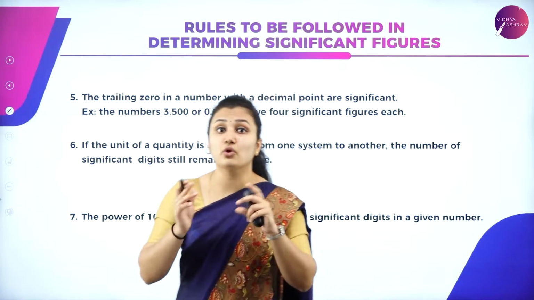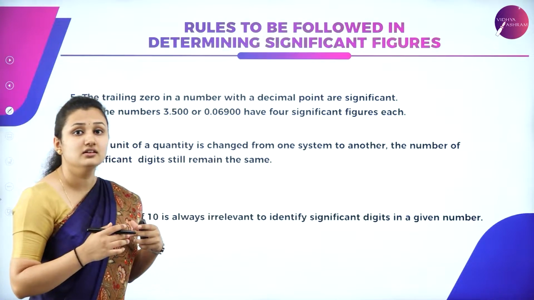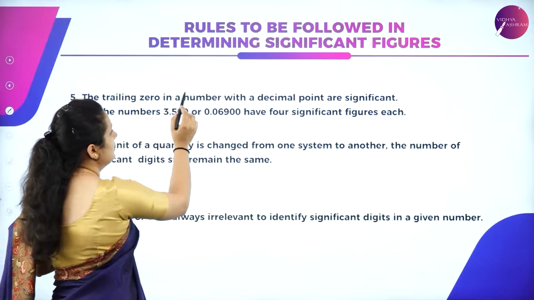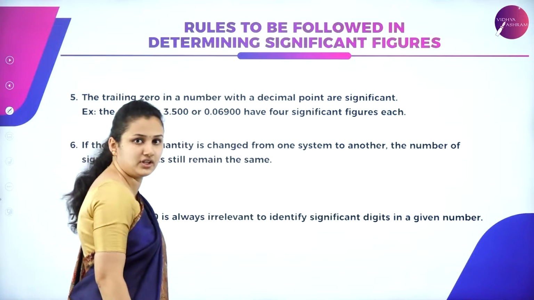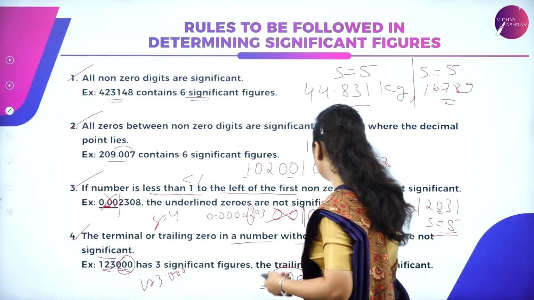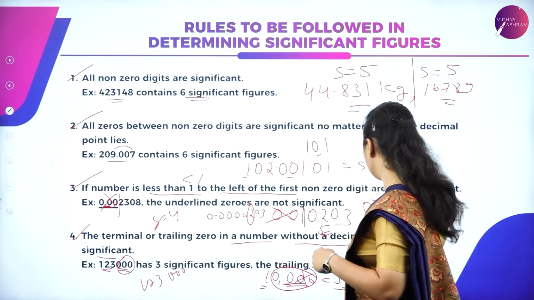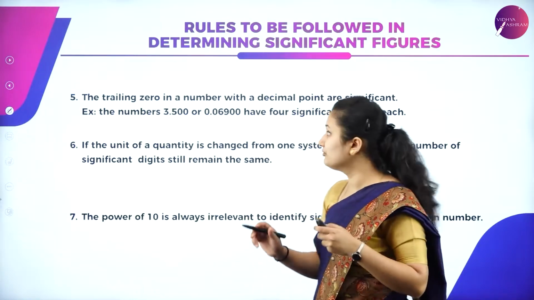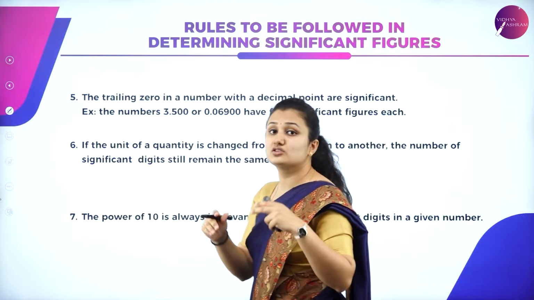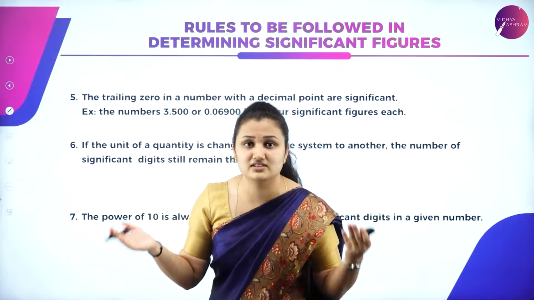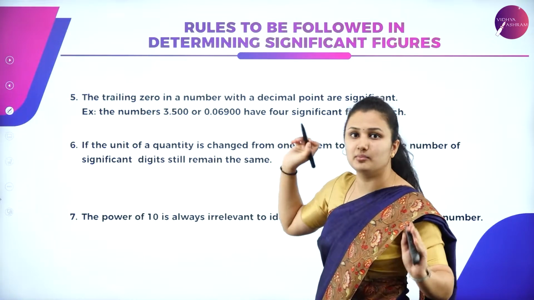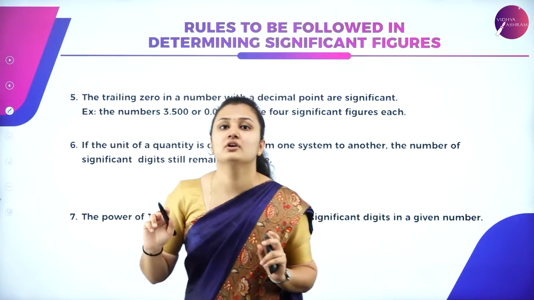Fifth rule. Fourth rule: if a decimal point is not there, then the zero has no significance. The fifth rule: trailing zeros in a number with a decimal point are significant. In rule 4, what was it about the decimal point? Trailing zeros in a number without a decimal point are not significant. But in rule 5, trailing zeros in a number with a decimal point are significant. If there is no decimal point, then 0 has no significance in rule 4. In rule 5, the 0 has significance if there is a decimal point. So it is just the reverse of rule 4.